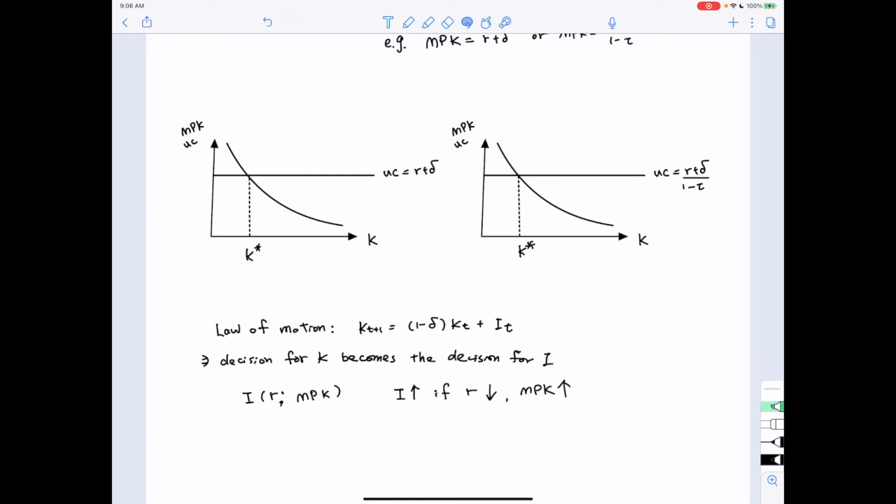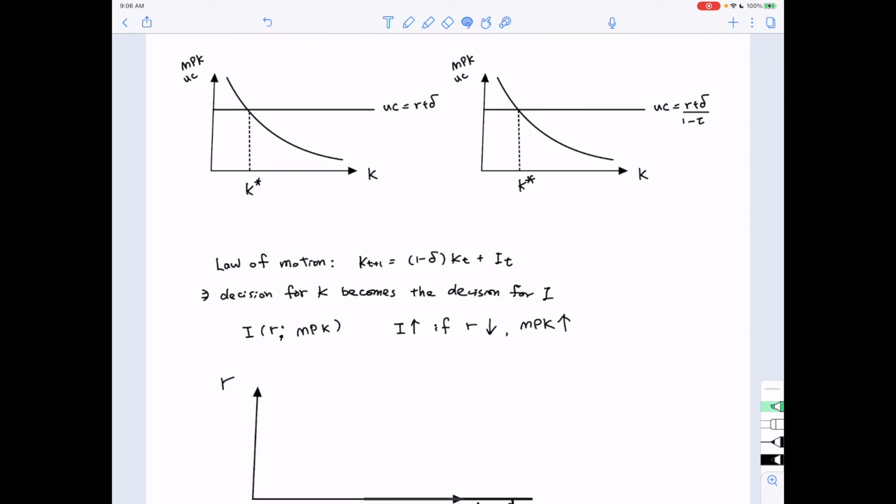On the other hand, if the marginal product of capital increases due to the increase of the productivity of the labor input, then it will shift the marginal product of capital curve to the right. And then again, the economy will desire a higher level of the optimal K, thus the investment needs to increase.